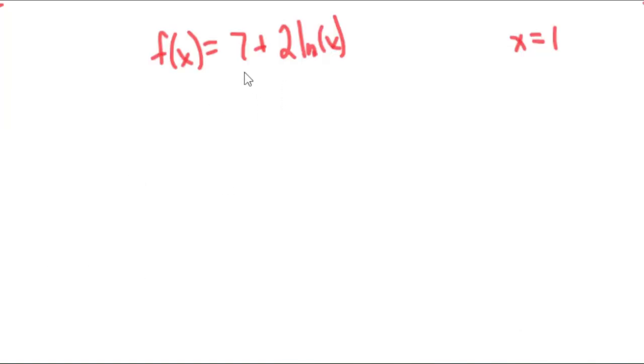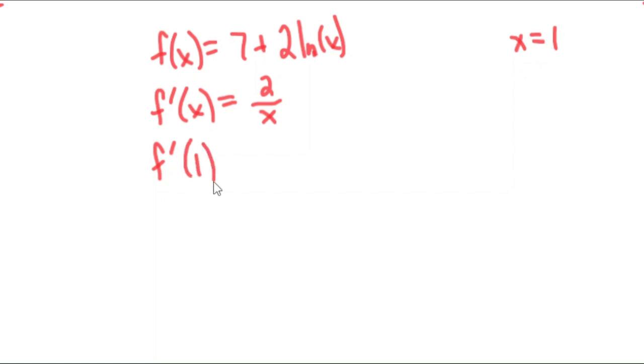Okay, so here's our function. And the question is, what is f prime of x? Well, f prime of x is going to be the derivative of 7, which is 0. The derivative of 2 times natural log of x ends up being 2 over x. So f prime of x is 2 over x. f prime of 1, remember we're at x equals 1 this time, will be 2 over 1, which is just 2. So f prime of x was this, and we plug in 1 for x, and we end up getting 2. So the slope of the tangent line is 2.